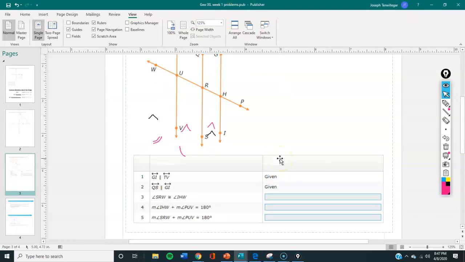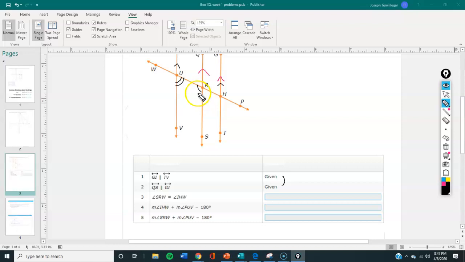Alright. Again, this line is parallel to this line. This line is parallel to this line, and we want to know about these two angles. Alright. So, given, good.